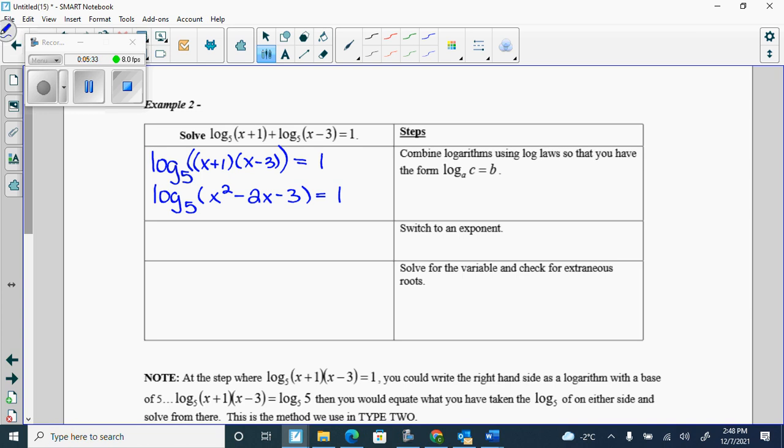Switch to exponential. Whenever I have a variable beside my log or a variable in my base and one log, switch to exponential. Base of my log becomes the base of my exponent. The only way it's a base is if it has an exponent. What's its exponent? 1. x squared minus 2x minus 3. So I get 25 equals x squared minus 2x minus 3.